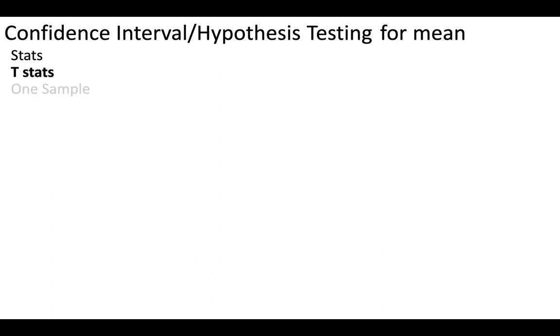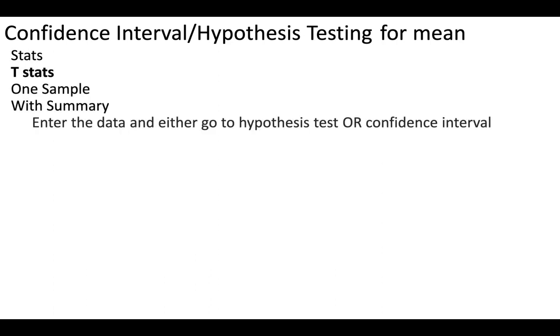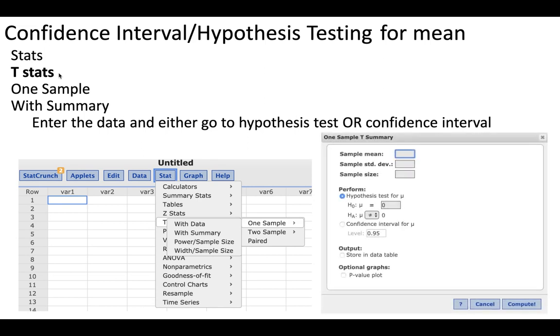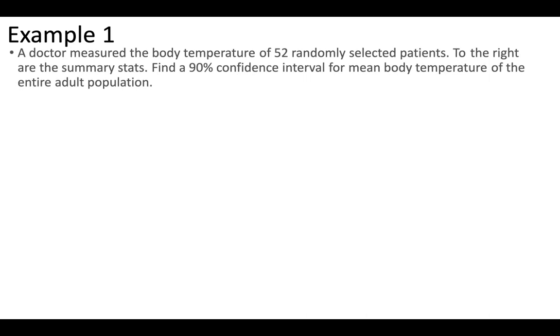The only difference is that instead of going to proportion stats, we're going to go, and I put it in bold up here, to t-stats on StatCrunch. So again, the steps are the same, and the only difference is we go to t-stats instead of proportion stats. Okay, and that is quite literally the only difference. I'll have a couple quick examples here, and then I'll go through the remaining questions in the assignment.